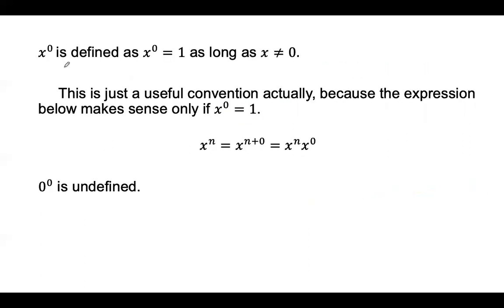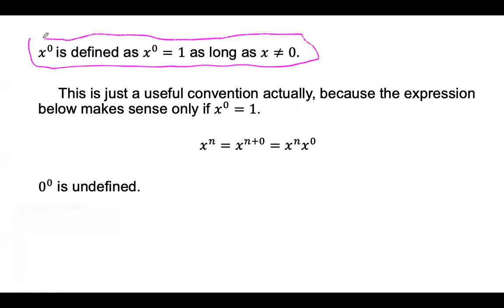So x to the power 0 is actually defined. x to the power 0 is 1 as long as x does not equal 0. Let's just color this in. Put it in a box because it's important and it comes up.